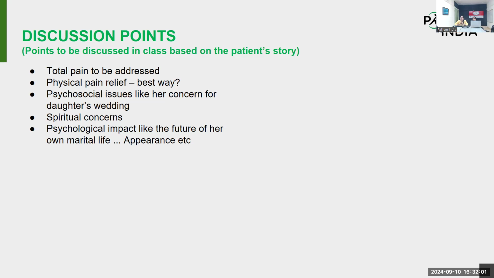What is the maximum dose of tramadol that can be given to a patient? What is the maximum dose of tramadol that can be given to a patient? The question is open to all, not only to Sarla.